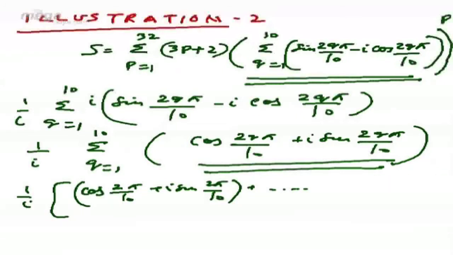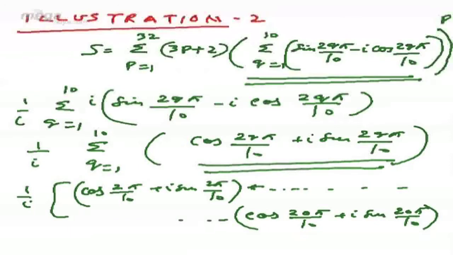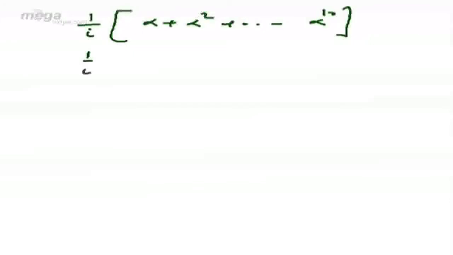Cos 2 pi by 10 plus i sin 2 pi by 10, till the last term will become cos 20 pi by 10 plus i sin 20 pi by 10. Now this bracket will be solved like the previous problem. It will become 1 by i, alpha plus alpha square till alpha to the power 10, that is 1 by i, alpha minus alpha to the power 11 divided by 1 minus alpha.